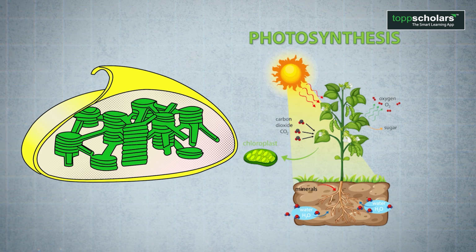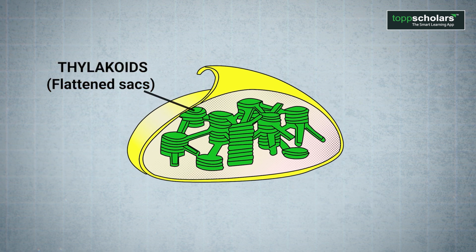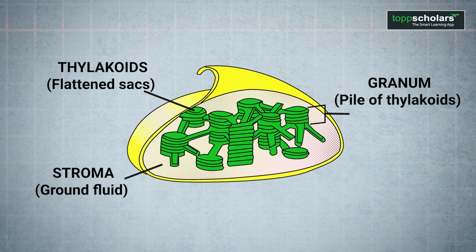They are oval bodies containing packed sacs called thylakoids. And do you know that they are stacked together? Thylakoids are arranged in a pile called grana. They lie in a matrix called stroma. Now, there is a pigment called chlorophyll present in the walls of thylakoids.